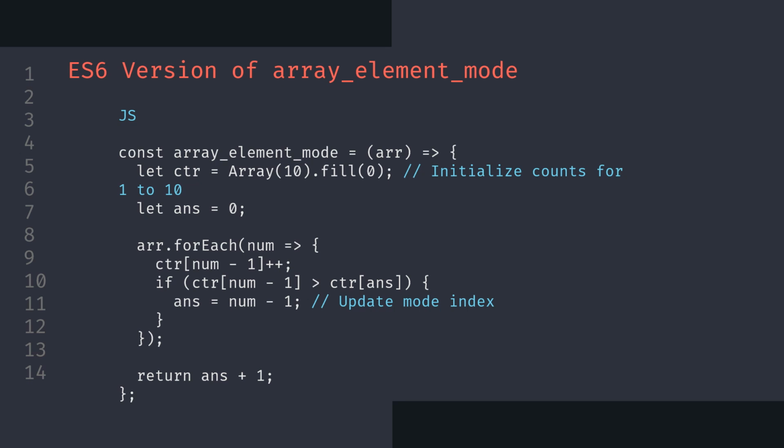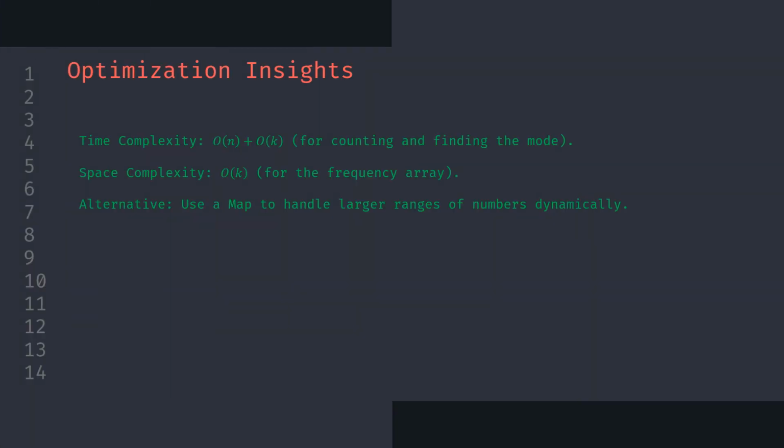The ES6 version leverages modern JavaScript syntax like array fill and forEach for a more concise and readable implementation. The program's efficiency comes from its linear time complexity for counting. For larger datasets or numbers outside of the range of 1 to 10, a map could be used to store frequencies dynamically.